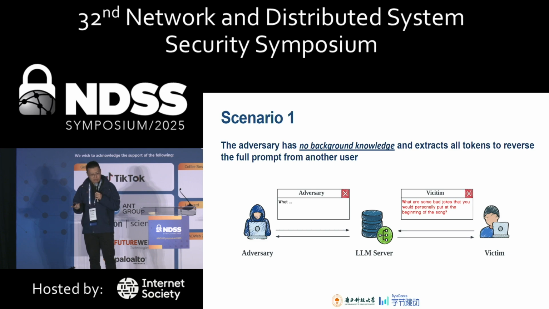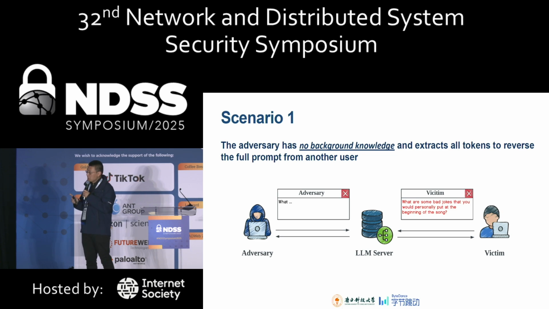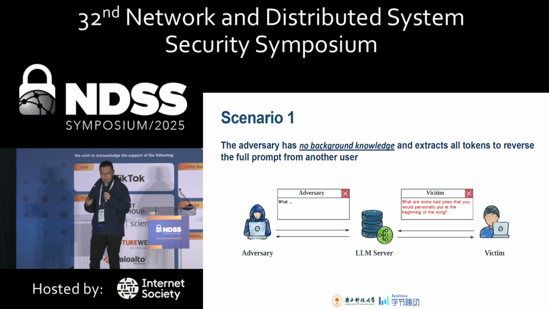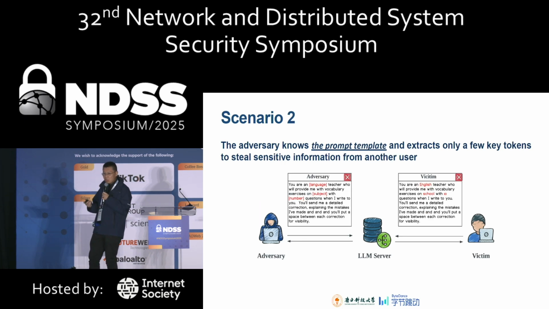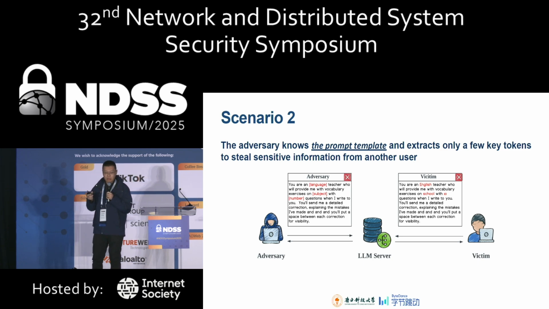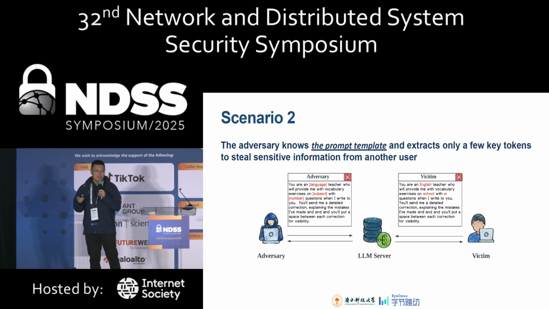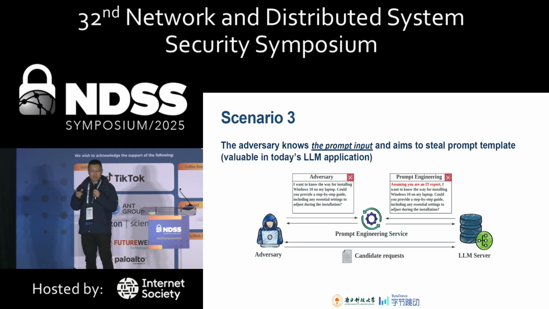We consider 3 different scenarios. The first scenario is that the attacker doesn't know anything about the victim's prompt, so the attacker has to make inferences token by token. The second scenario is that the attacker already knows the template, so the attacker just needs to learn some sensitive information to fill in the blank. It's more like a cloze test. And the third scenario is that the attacker knows the prompt input but does not know which template the victim is using, and the task is to make inferences on the prompt template, which I believe is also valuable in today's LLM applications.